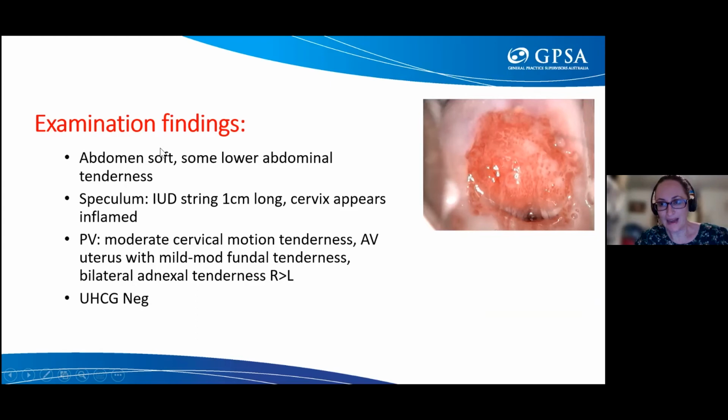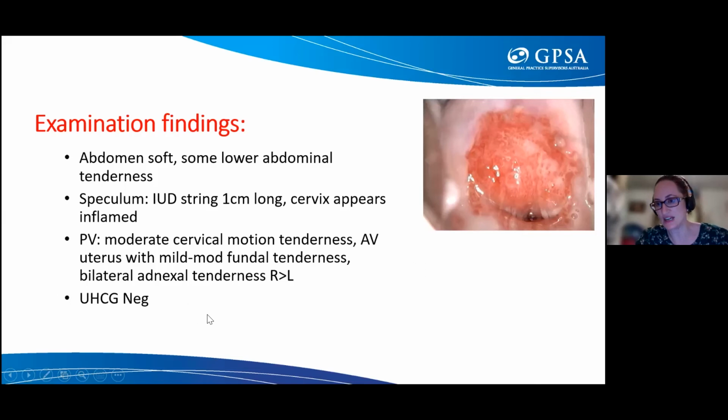So this woman, we would absolutely be examining. So again, really want to make sure that your registrars are knowing that they should be examining these symptomatic presentations. We'd want to be palpating her abdomen, making sure there's no signs of a surgical abdomen if we're worried about an ectopic. We'd be putting a speculum in, making sure we could see her IUD string, looking for signs of inflamed cervix and cervicitis. And we would need to be doing a bimanual pelvic examination, looking for cervical motion tenderness, adnexal tenderness, uterine tenderness.